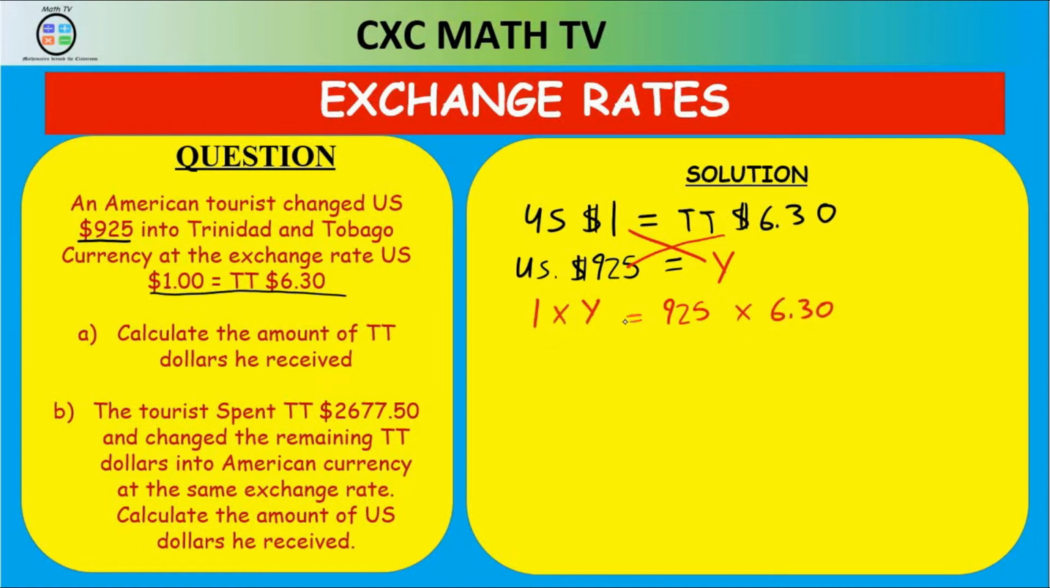6.30. But 1 times Y is just Y. So we end up with 925 multiplied by 6.30. That will give us $5,827.50. So that's how much money the American tourist received. He received $5,827.50 in TT dollars. That's how much money the American tourist actually received when he converts his money to TT dollars. That's part A. Nice.